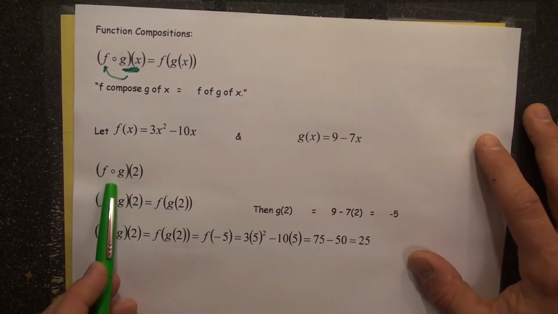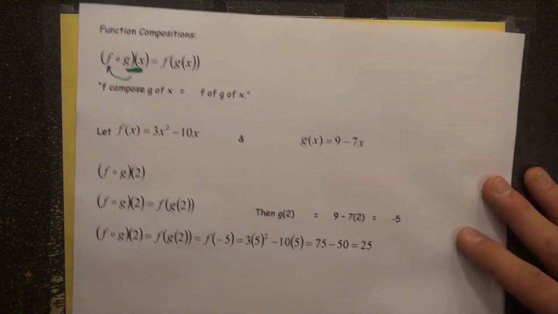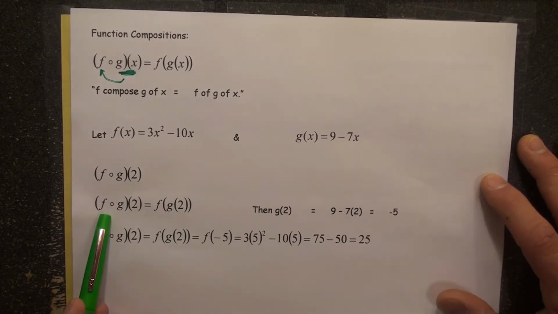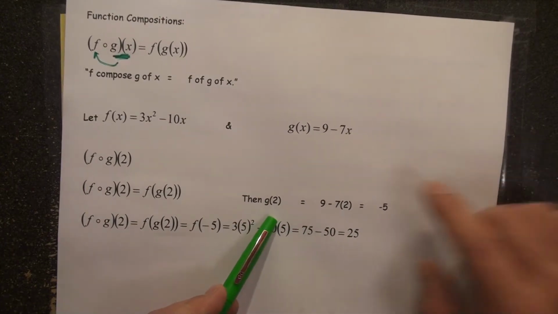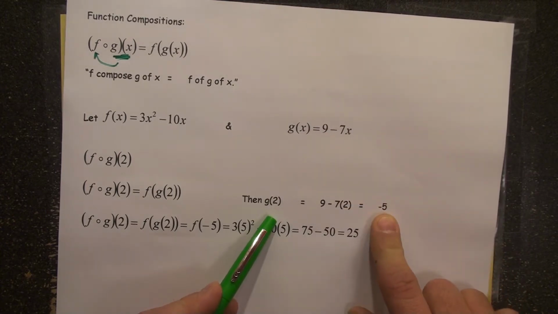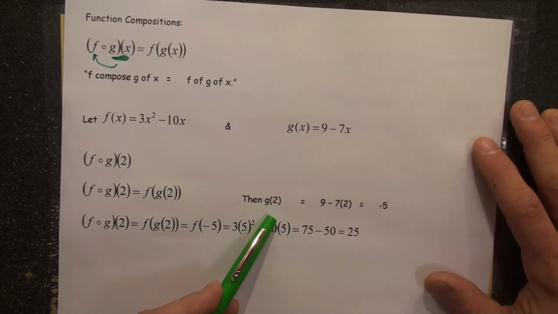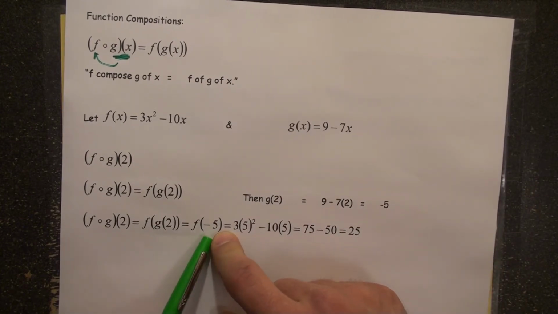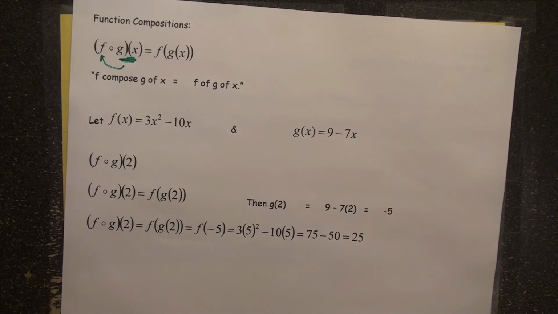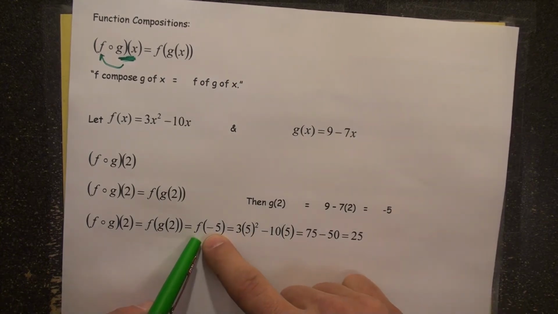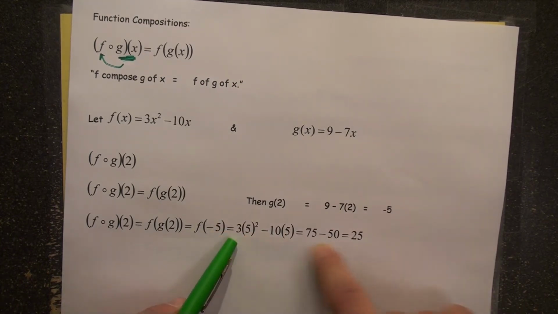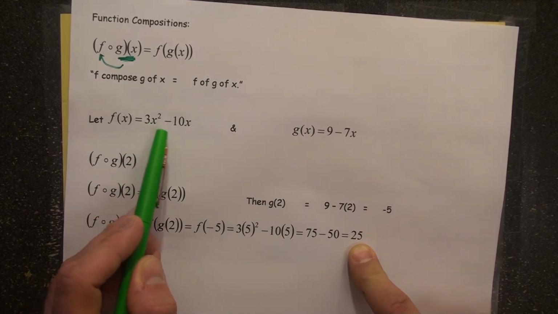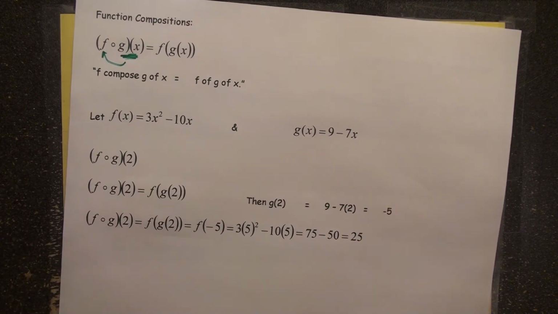So to find f composed g at 2, we would take g of 2 and plug it into f. Well, g of 2 is 9 minus 14, which is negative 5. Then we would try to find f of negative 5. So you've got g of 2, which is negative 5. Now you find f of negative 5, and you get 25, because you get 3 times 25, that's 75, minus the 50, so you're all set.